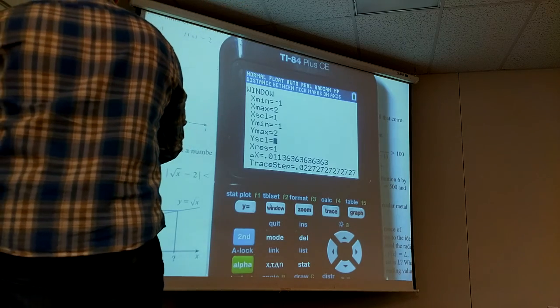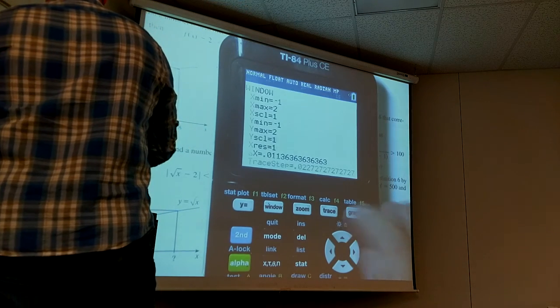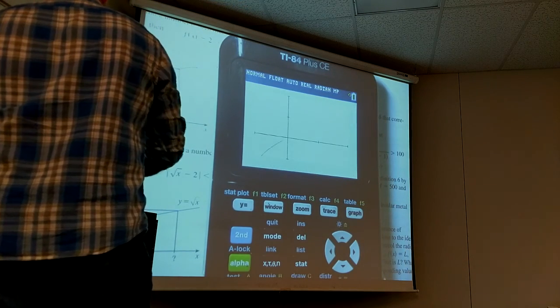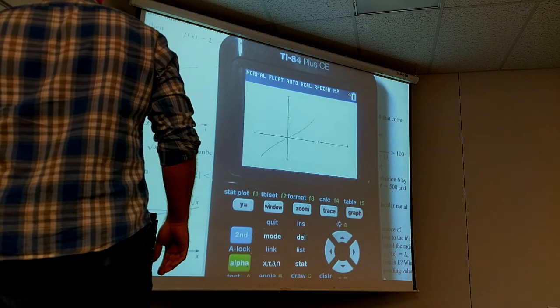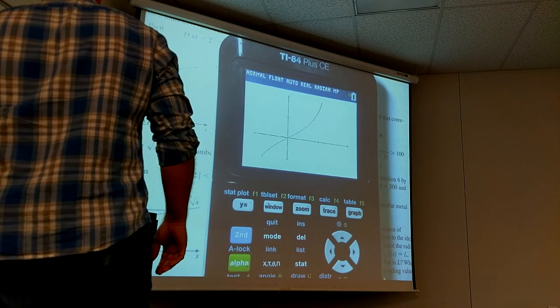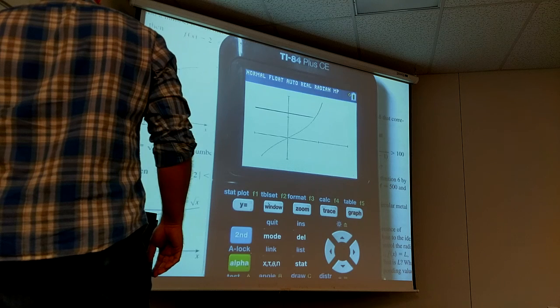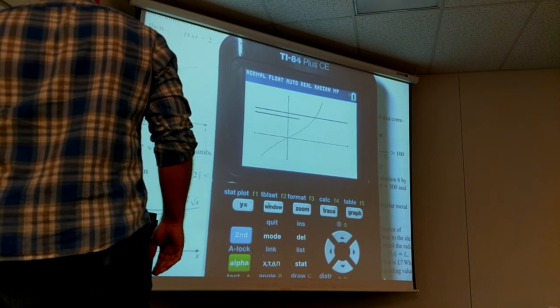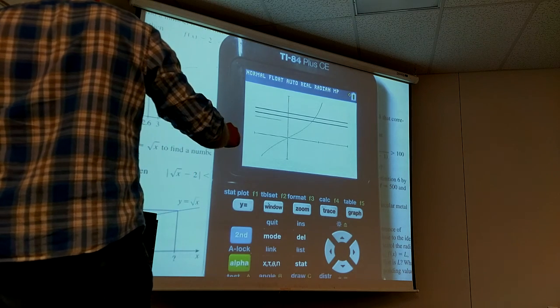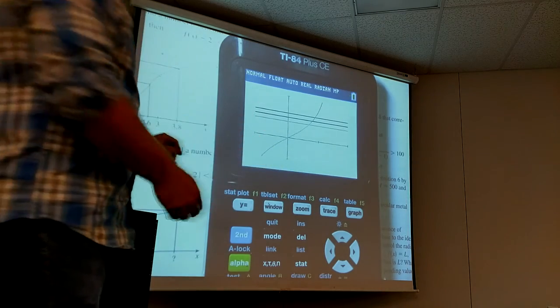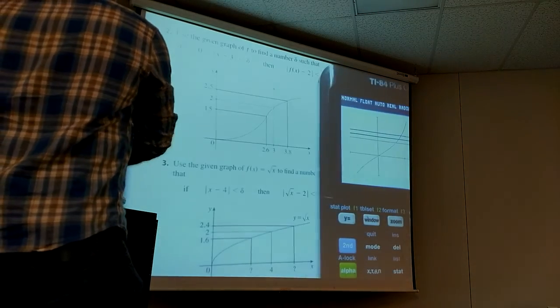Let's see what this looks like. Graph. There's my function, the tangent. There's the top line. There's the limit line. And there's the bottom line. Just the same way as this.